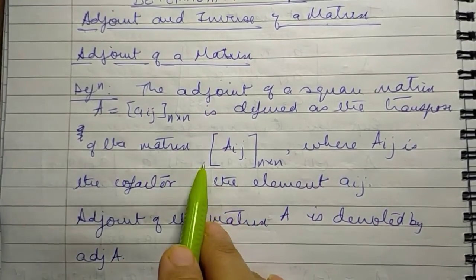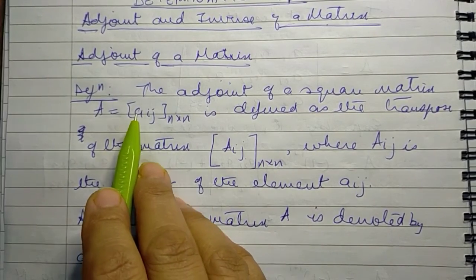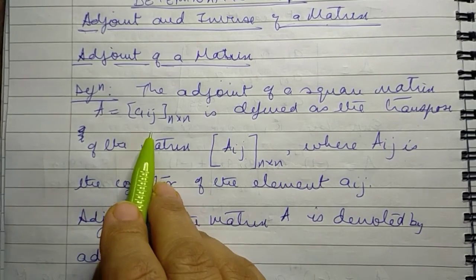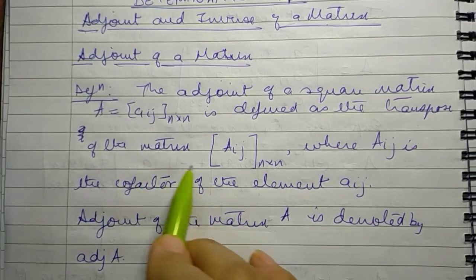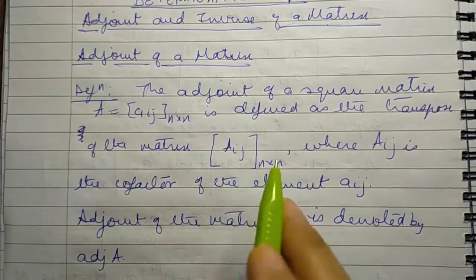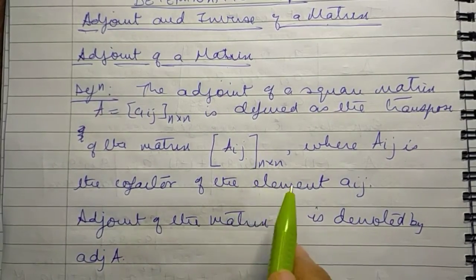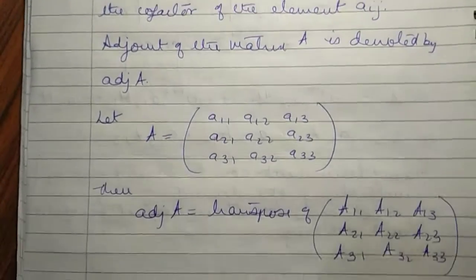That is, what we do is, first of all, we are given any matrix, we find the cofactors of the corresponding elements, and replace each element by the respective cofactor. That gives us the cofactor matrix. We find the transpose of that, that is, we interchange the rows and columns of that matrix, and the matrix so obtained is called the adjoint of the matrix.